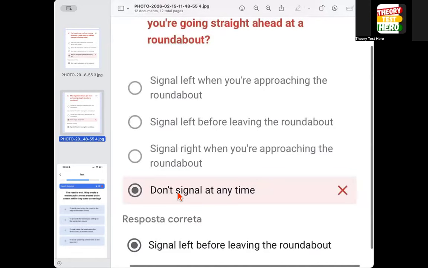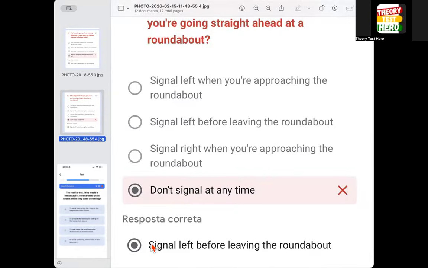Good. Now, this answer sometimes is written in a different way, okay? Sometimes they might word it like signal left just after passing the exit before the one you're going to take. So it's a bit longer, the wording, but it means the same thing. Okay, let me show you what that looks like and what they're talking about.